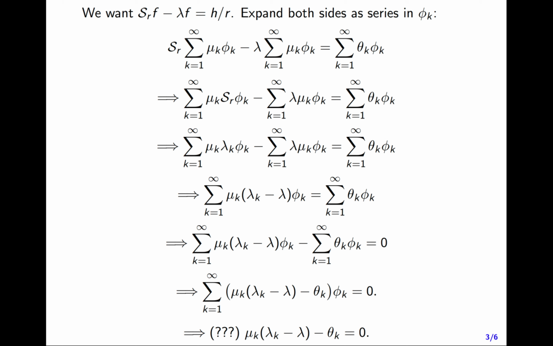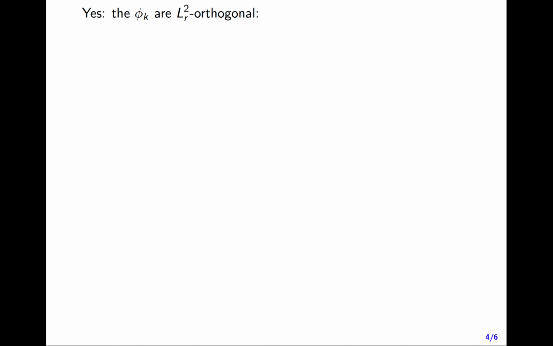I'd like to say that having the sum from k equals 1 to infinity of (mu k times (lambda k minus lambda) minus theta k) times phi k equals 0, that forces each of these coefficients, mu k times (lambda k minus lambda) minus theta k, to be 0. Because in that case, I could pretty easily solve for mu k. So does that work out? Well, yes. Remember, the phi k's are all L2R orthogonal. Namely, the inner product of phi k with phi j with respect to L2R is 0 whenever k is not equal to j.